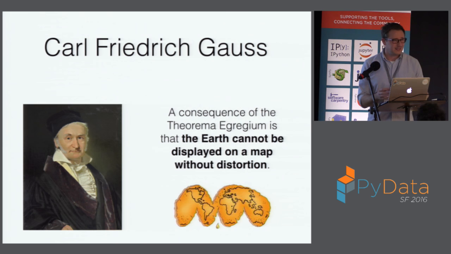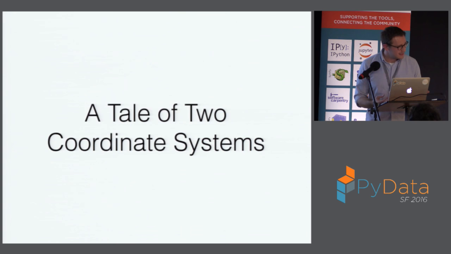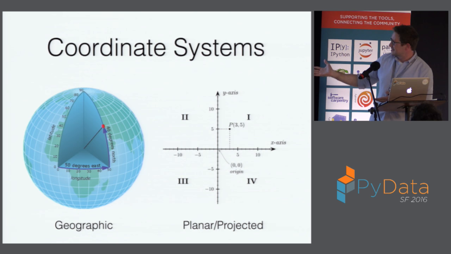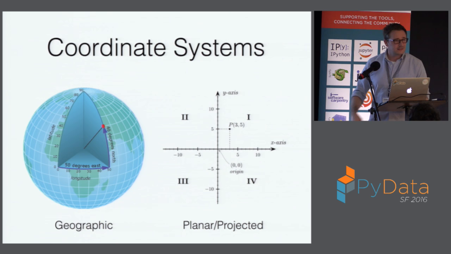So this is basically a tale of two coordinate systems. We already know that what we want, essentially, is a planar or Cartesian coordinate system. That's what we want our map to look like, and you can call that a projected coordinate system. But what we start from is a geographic coordinate system. So let's take a little closer look at what that is.